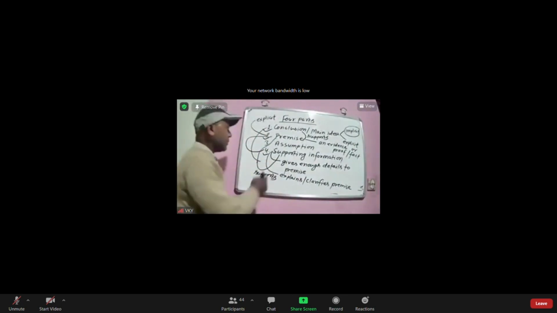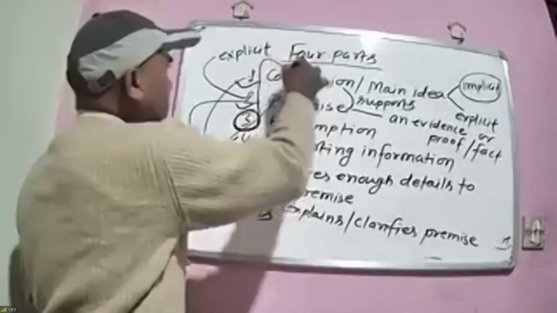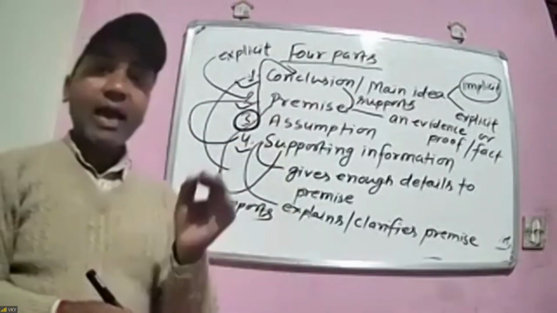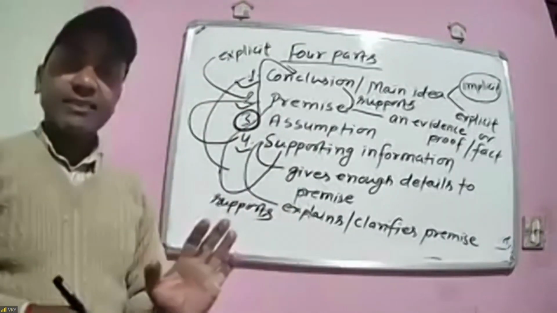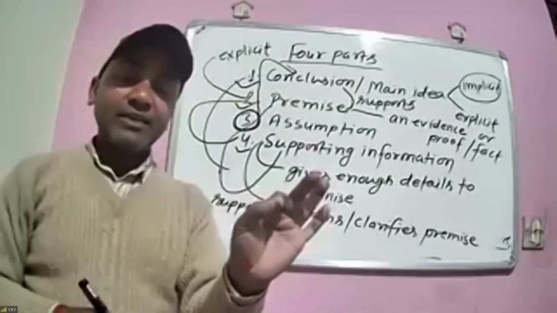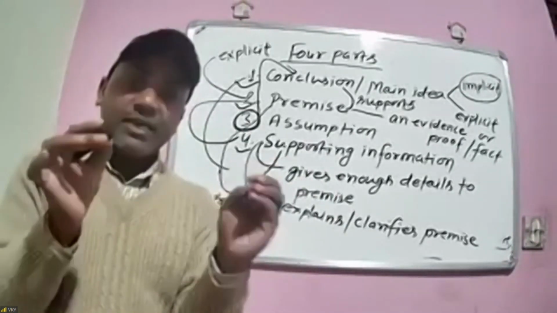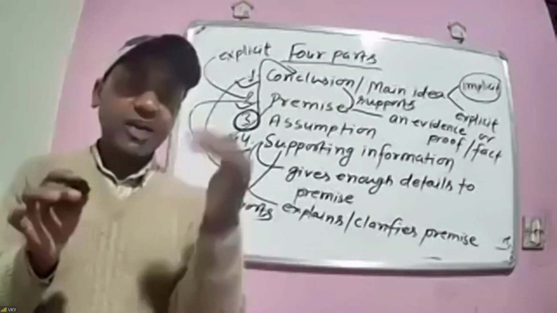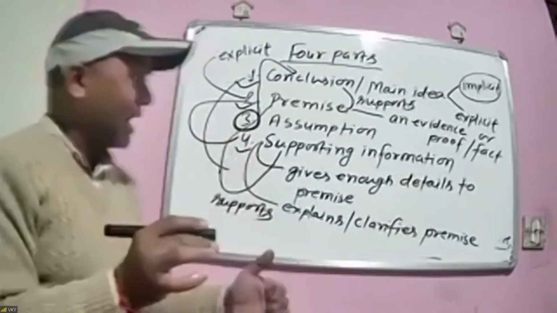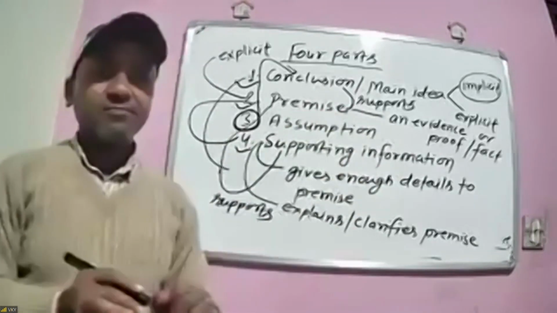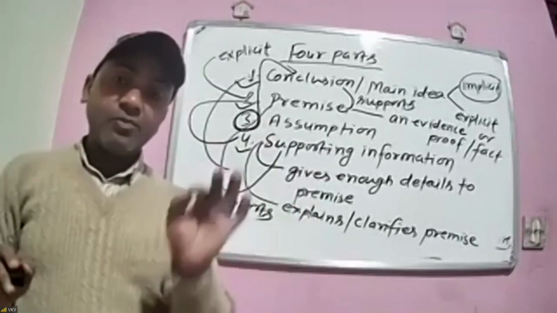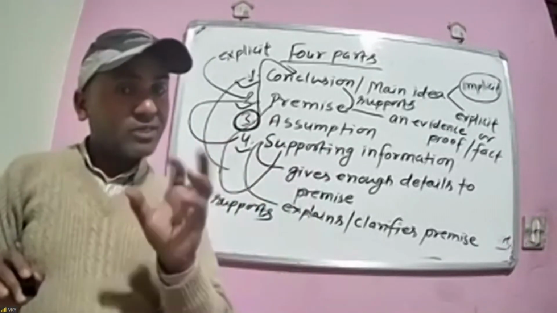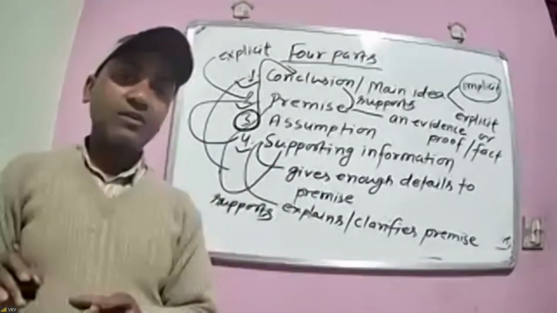Okay. Now assumption. This very assumption lies in conclusion. And assumption also gives evidence, but it lies in the conclusion. Actually, in the conclusion, we find a gap. There is a gap, and in that gap, assumption logically fits. It is not there in the text. Assumption is always hidden, and remember, it always lies in the conclusion.